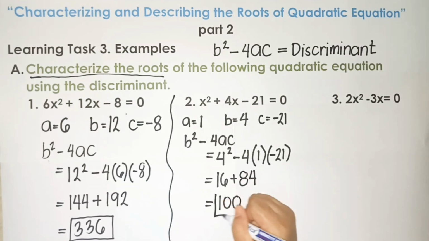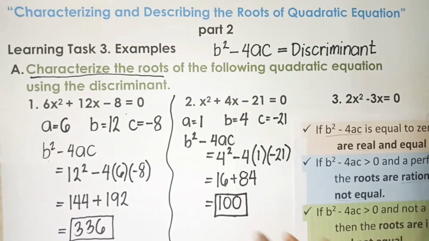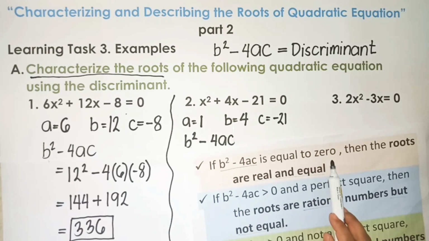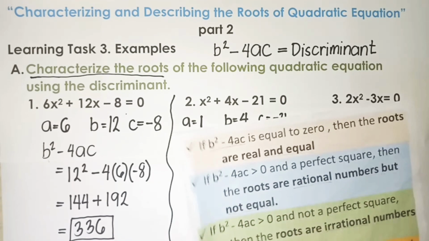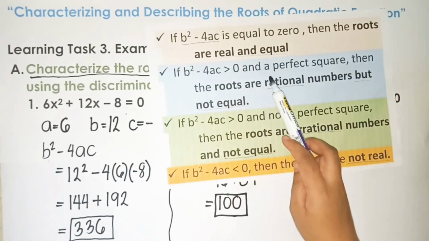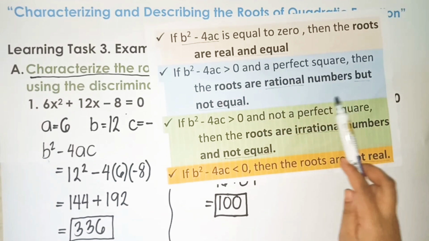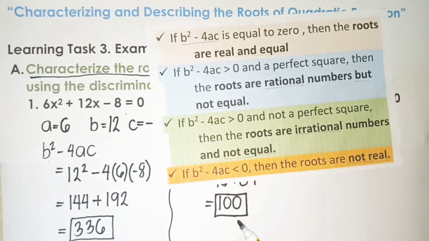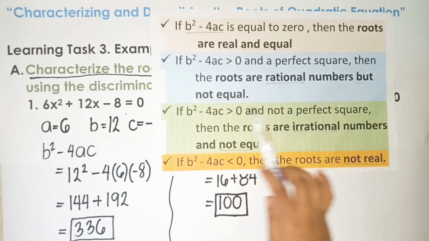Therefore, our discriminant for this equation is equal to 100. Is 100 equal to 0? No, so we're not going to use this. The next one: is it greater than 0? Yes, 100 is greater than 0. Is it a perfect square? Yes, because the square root of 100 is 10, and 10 times 10 is equal to 100. Therefore, the roots are rational numbers but not equal.